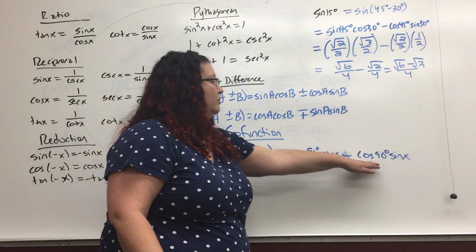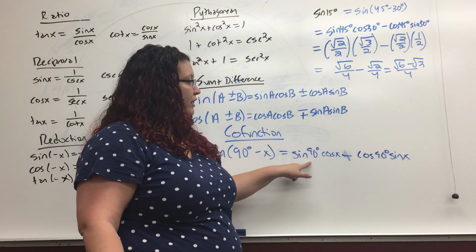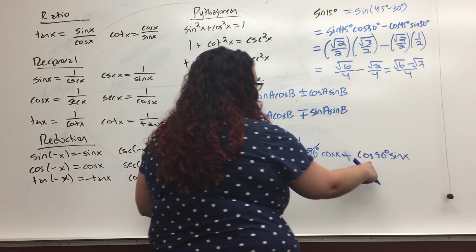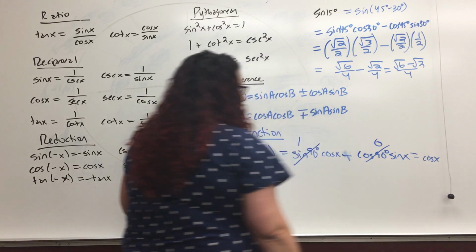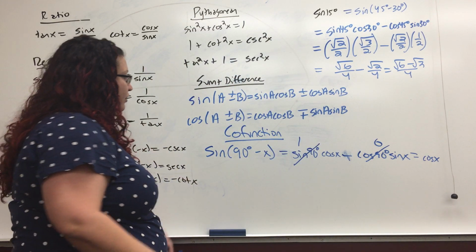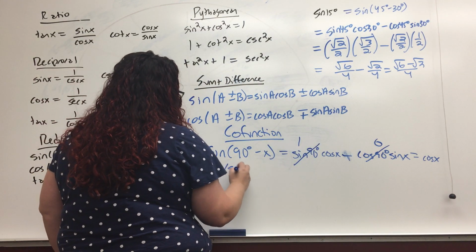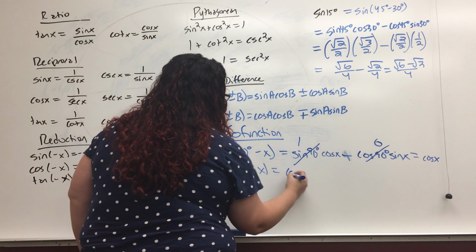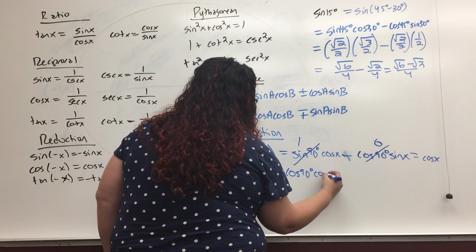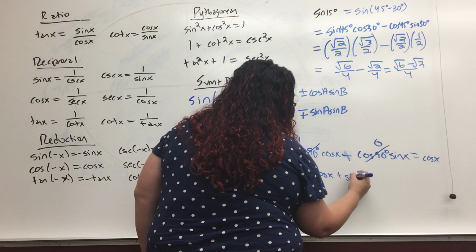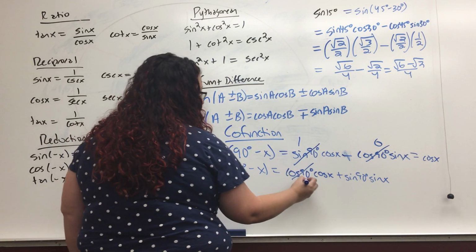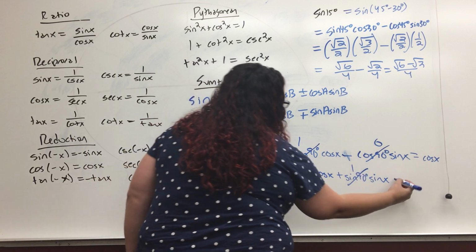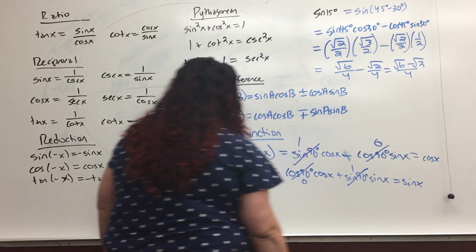And 90 degrees is a unit circle value. Sine of 90 degrees is 1. Cosine of 90 degrees is 0. So this turns into simply the cosine of x. I could do something similar with the cosine of 90 degrees minus x, which will be cosine of 90 degrees cosine of x plus sine of 90 degrees sine of x. Once again, cosine of 90 is 0, sine of 90 is 1, so this turns into sine of x.